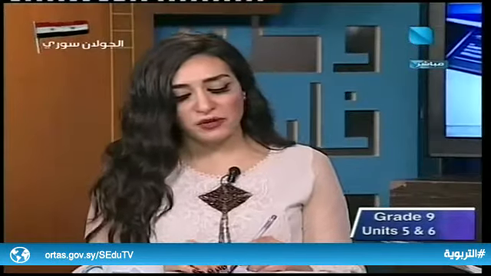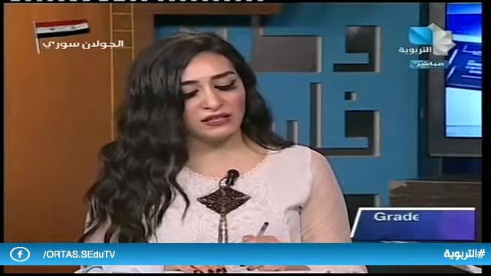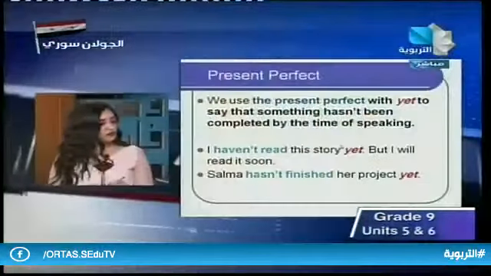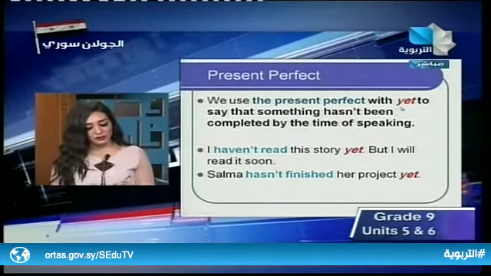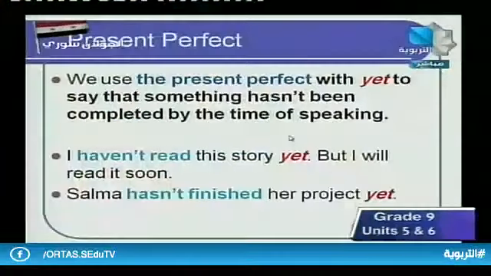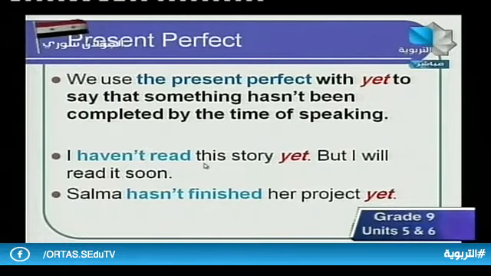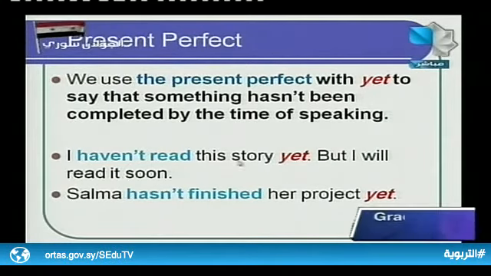We use the present perfect with yet to say that something hasn't been completed by the time of speaking. Example: I haven't read this story yet, but I will read it soon. Here, something is not completed, which is that I haven't read the story yet.